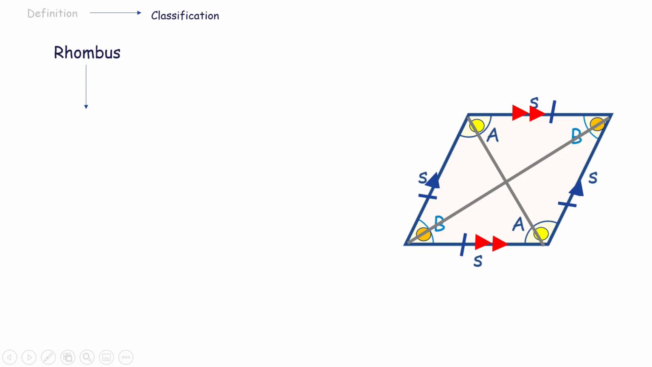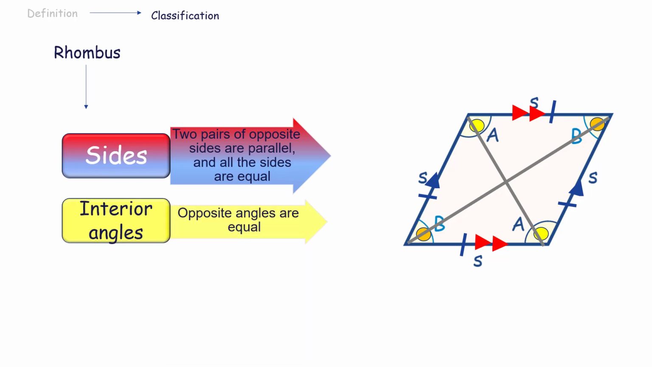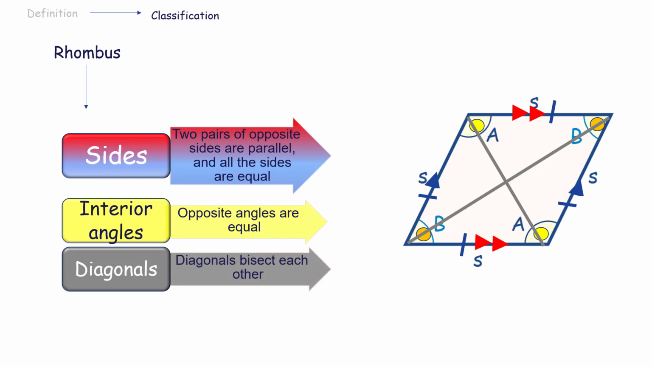The rhombus. Let's look at the sides. Two pairs of opposite sides are parallel and all the sides are equal. The interior angles, opposite angles, are equal. The diagonals bisect each other. So this diagonal cuts this one in half and this one cuts this one in half.